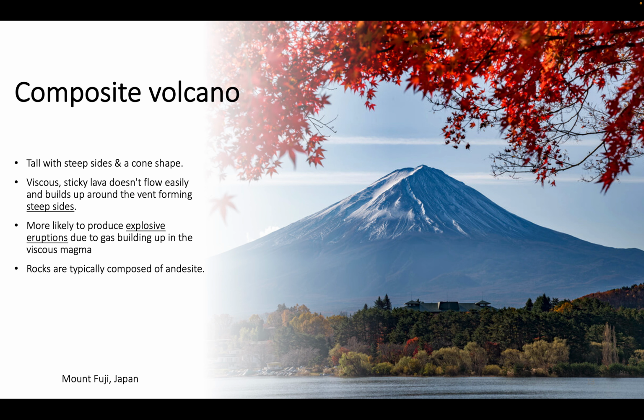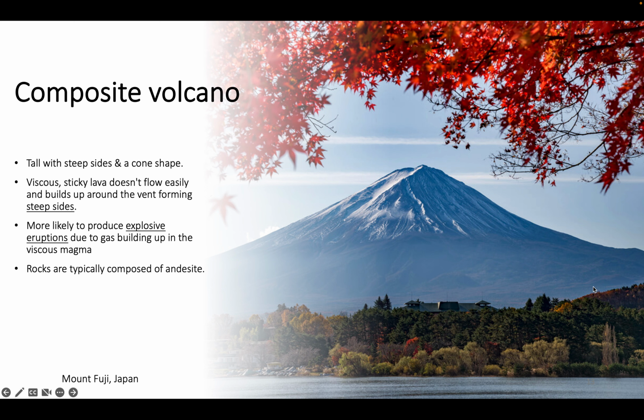Here is an image of a composite volcano. Some of the Earth's grandest mountains are actually composite volcanoes. Sometimes these volcanoes are also referred to as stratovolcanoes. They're usually tall with steep sides and a cone shape. So when you see a volcano shaped like this, with steep sides and a cone shape, that is a great indicator that it is in fact a composite volcano.